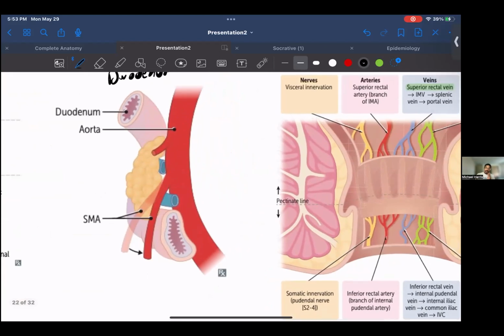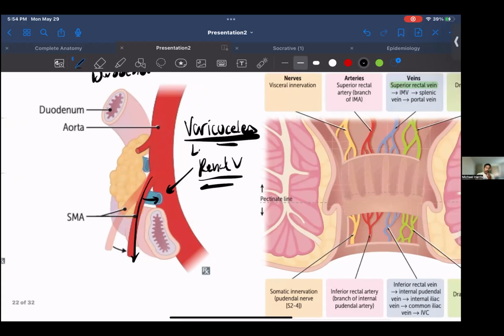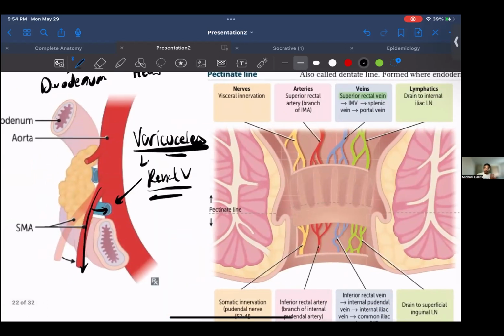Now, there is also a condition where the superior mesenteric artery snatches down on the renal vein. You saw this in endo repro with something called varicocele. Or nutcracker syndrome, you may have heard it as. Okay, well, now you know.